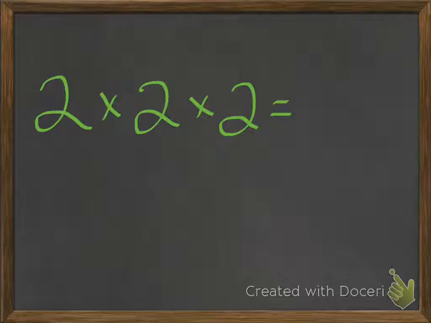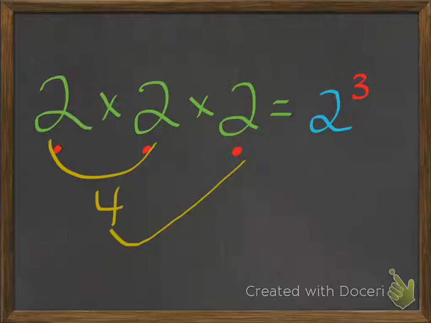Let's try it with 2. 2 times 2 times 2. The base number is 2. The exponent is how many times we are multiplying that number together. We're multiplying it 3 times. So that number is 2 to the 3rd power. To solve it, we're going to multiply 2 times 2, and that equals 4. Then we multiply this 4 times 2, and that equals 8. So 8 is what 2 to the 3rd power equals. Okay, it does not mean 2 times 3. It means 2 times 2 times 2.